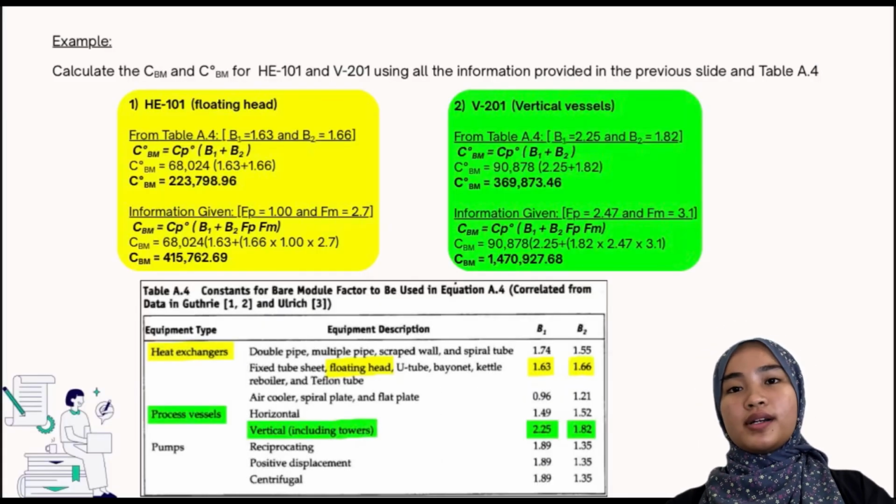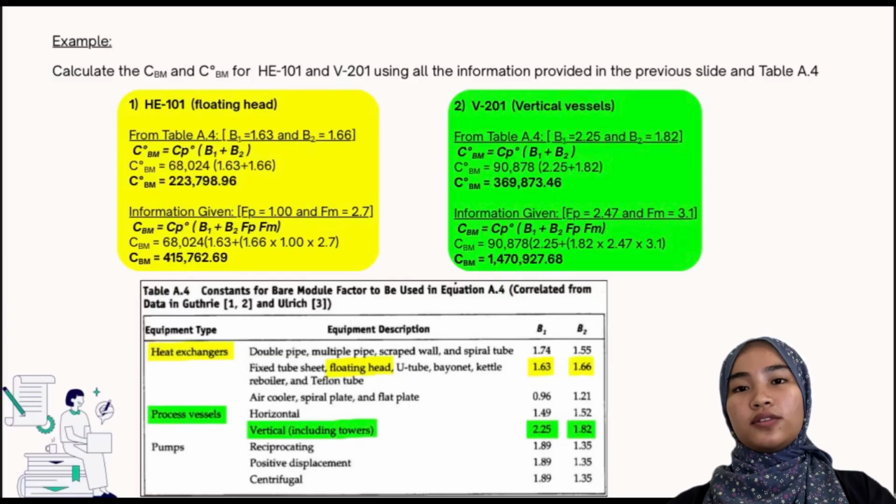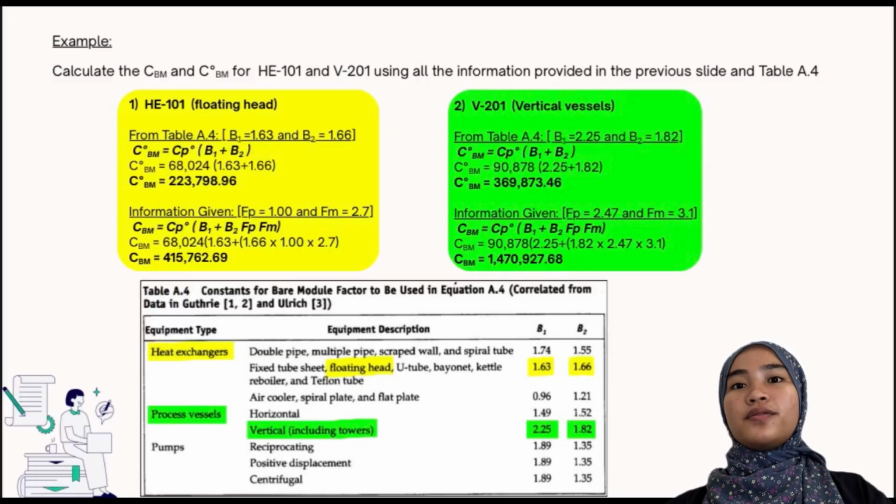As you can see in the attached picture, that is table 8.4, which we will use to find the values for B1 and B2 in the formula. So in this example, the first equipment is a heat exchanger and the keyword is floating head. We can use this to find the values of B1 and B2 in table 8.4. I already highlighted the value for heat exchanger in yellow and vertical vessel in green. Thus, for the heat exchanger, B1 equals 1.63 and B2 equals 1.66. While for the vertical vessel, B1 equals 2.25 and B2 equals 1.82.